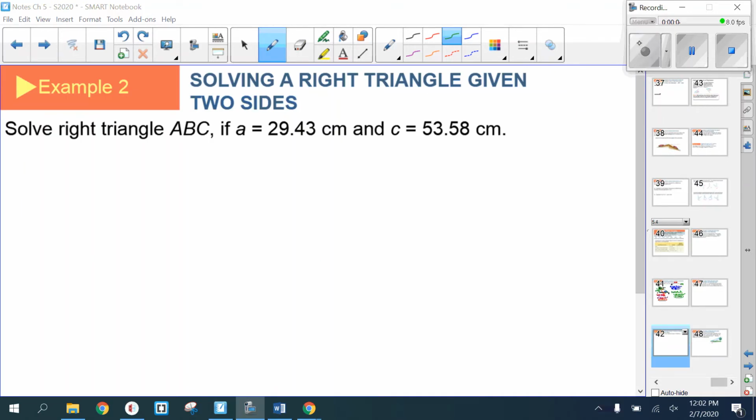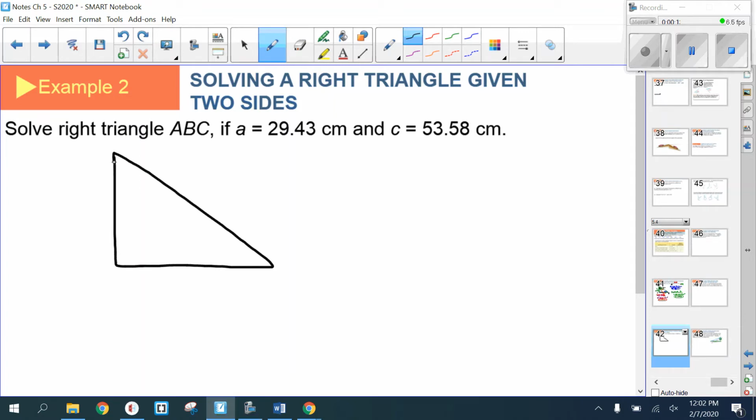Example 2, solving a right triangle. So again, what I'm going to do is start by drawing a picture of it. I think you want to do this. I know a lot of times people want to be lazy and not draw a picture, but I really think it helps. Angles are capital letters. Sides are lowercase letters. Hypotenuse is C, so that means the right angle is C.